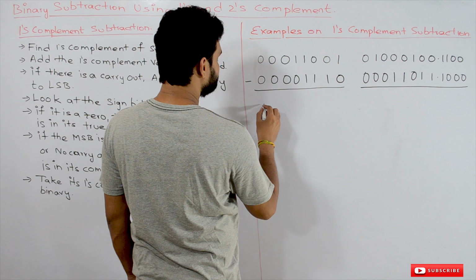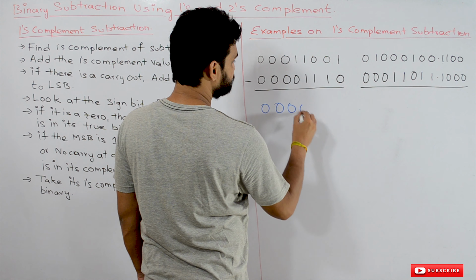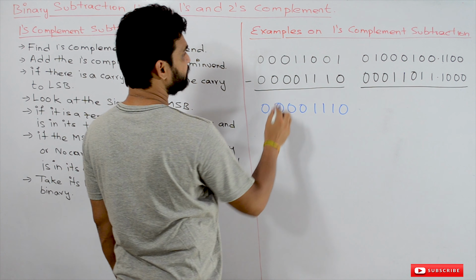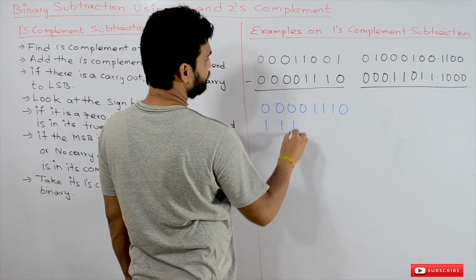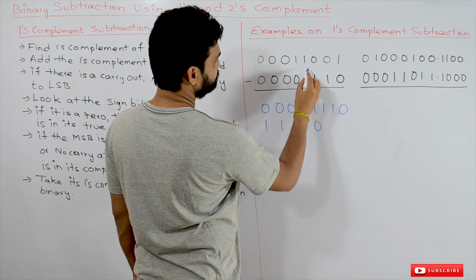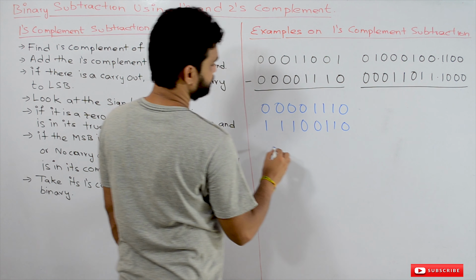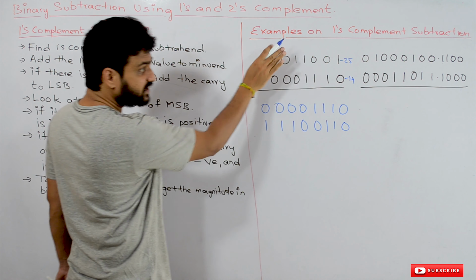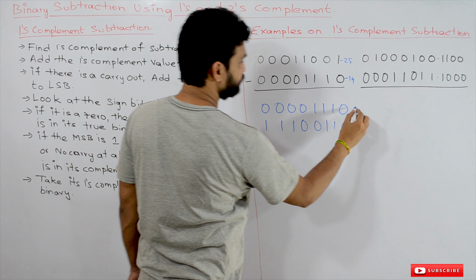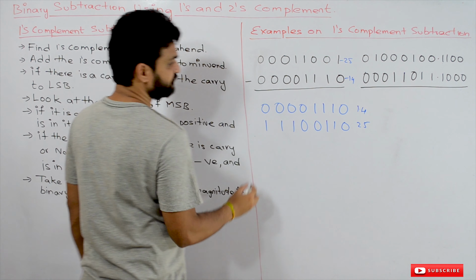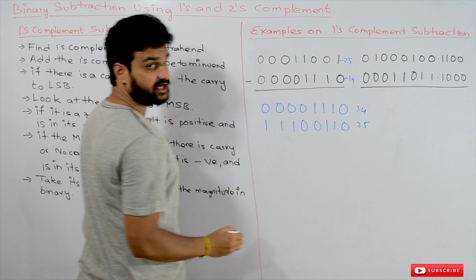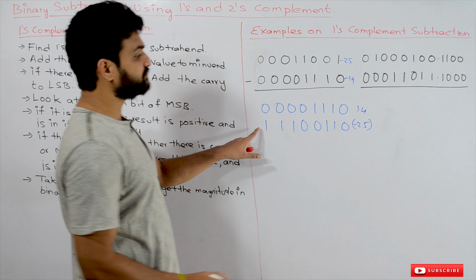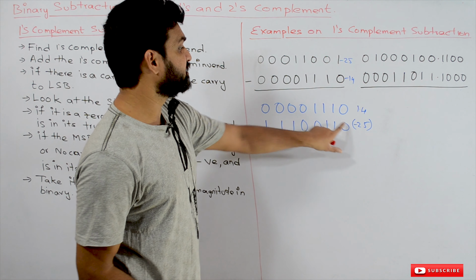14 is 0 0 0 0 1 1 1 0. We have to find the ones complement of 25. What is the ones complement of this number? 1 1 1 0 0 1 1 0. This is the ones complement of 25, right? And this is 14. We are just reversing the numbers, 14 minus 25 we are trying to do. This is 14 and this is 25, in its ones complement representation, which means because it is minus 25, we have taken the ones complement so that we can represent it as negative. This is the negative representation of 25.